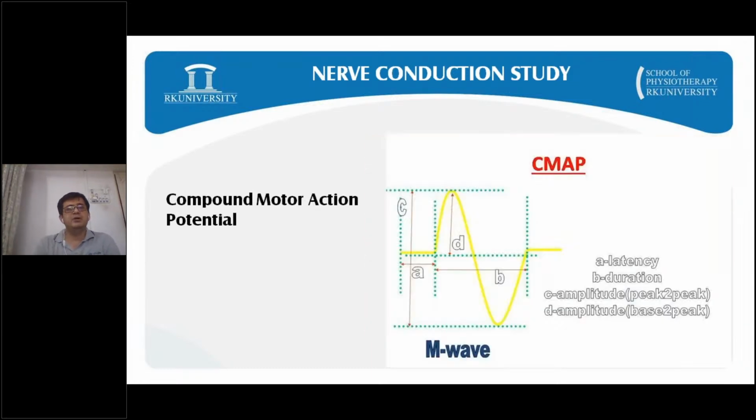This is CMAP, that is compound motor action potential. It is also known as M wave. Here you can see this A, it is latency. This part is latency. This is depolarization. This is repolarization. This is hyperpolarization. Again coming to baseline. Latency means the time taken by the impulse to travel from the stimulating point to the recording point. Now from this point to this point, this much is your duration. And vertically, peak to peak distance is our amplitude.